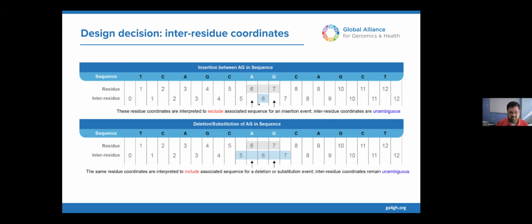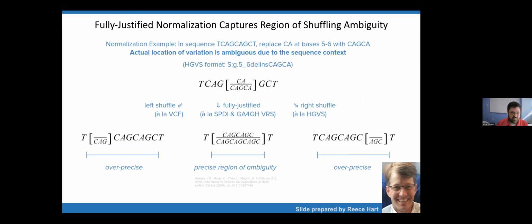Moving to an interresidue system makes it easy because we can just say that the insertion occurs at interresidue position 6, which is, of course, in between these. And then if we're talking about overwriting these nucleotides, like with a substitution, or if we're talking about deleting them altogether, we can simply say 5 to 7, and then that it includes those. So this interresidue convention is a key part of what makes VRS distinct from similar variant formats that are maintained by the GA4GH, like VCF or other community standards like HGVS.